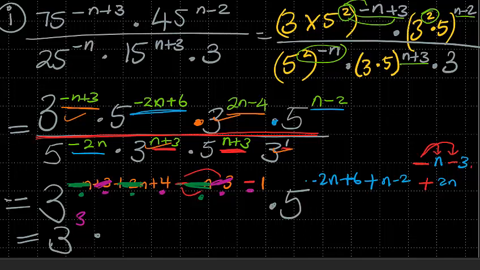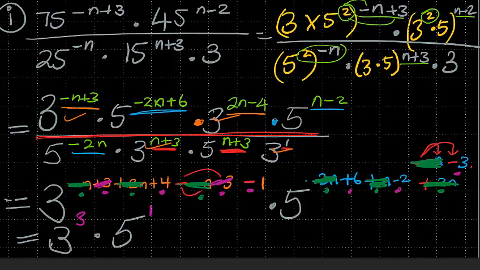Let's do 5. So on the 5, I've got minus n plus n gives me 0. Or I can say minus 2n plus 2n gives me 0, right? Those two cancel out, give me 0. And then plus n minus n gives me 0. So all my n's are gone. Now let's have a look at my numbers. I've got 6 minus 2 is 4. 4 minus 3 is 1. So I've got 5 to the power of 1 as my answer.